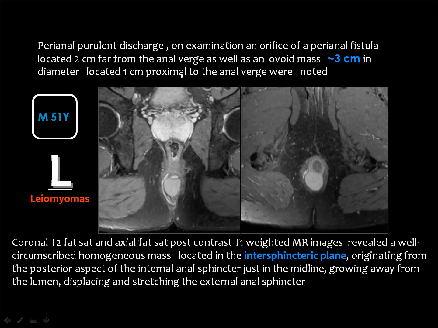And also there was a mass measuring about 3 centimeters in diameter. And the MRI showed the mass, and also you can see the fistulous tract. Both are located in the intersphincteric plane.